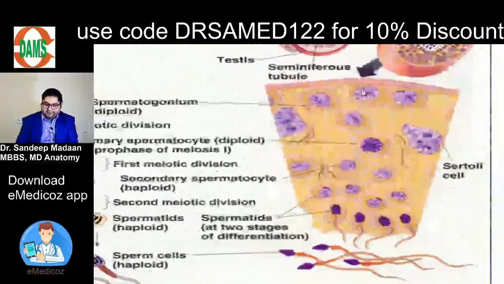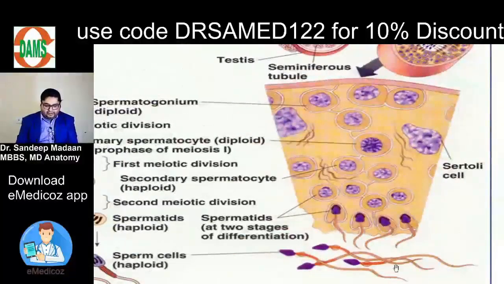Here we can see this is the wall of the seminiferous tubule and this is the lumen of the seminiferous tubule, right? And all the stages, that is spermatogonia, then primary spermatocytes, secondary spermatocytes, spermatid, everything is happening in the wall of a seminiferous tubule. So what is the site of spermatogenesis? The site of spermatogenesis is the wall of the seminiferous tubules, right?